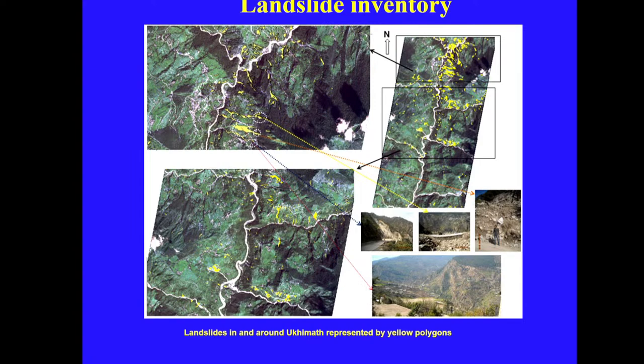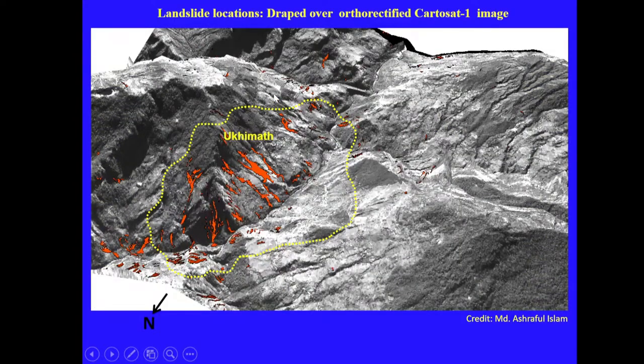Then the landslide inventory. On a satellite image, or here I have taken it from Google Earth only, we try to get the polygons. The yellow ones are the polygons here, and you can see how they are draped on the 3D view. This is the landslide polygon. This is the village called Ukimat, and the village is basically infested with landslide polygons.